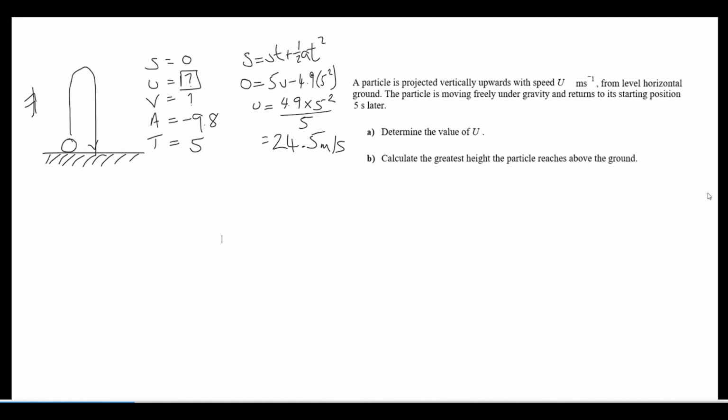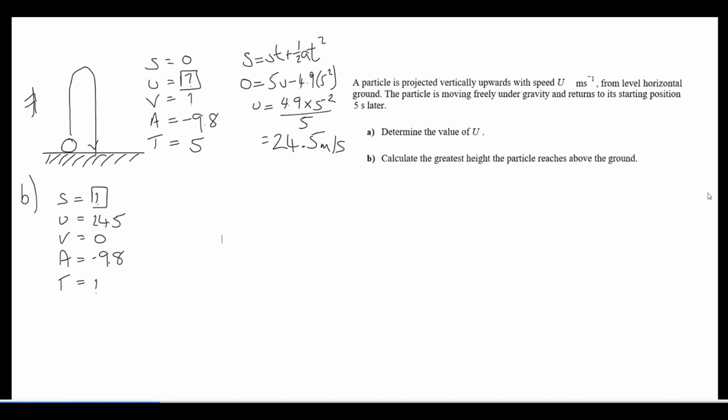Next, we're asked to calculate the greatest height the particle reaches above the ground. So this is going to be at the peak of its flight path, the highest point it gets to. And we know that at that highest point, the velocity, or the current final velocity, is going to be 0. So let's set up our SUVAT variables again. They're going to change this time round. It won't be the same time that we're working with, and it won't be a displacement of 0. So unknown displacement, initial velocity 24.5, final velocity of 0, acceleration still negative 9.8, and it's an unknown time.